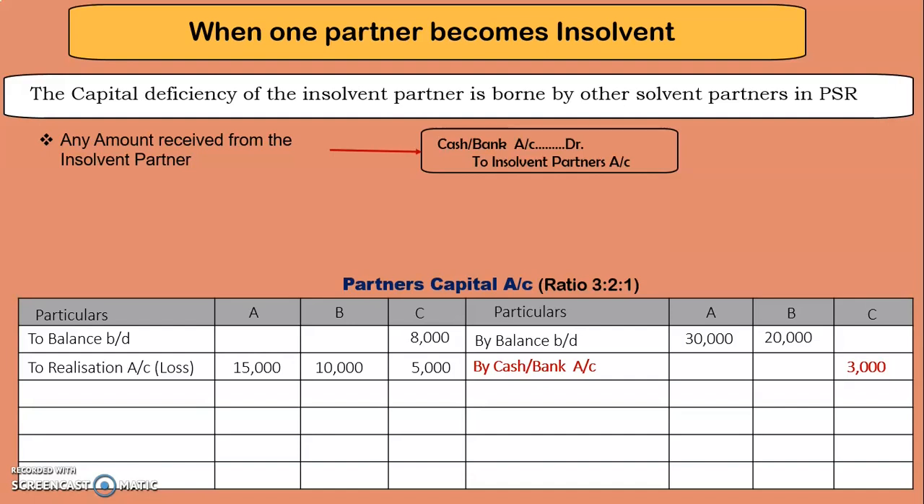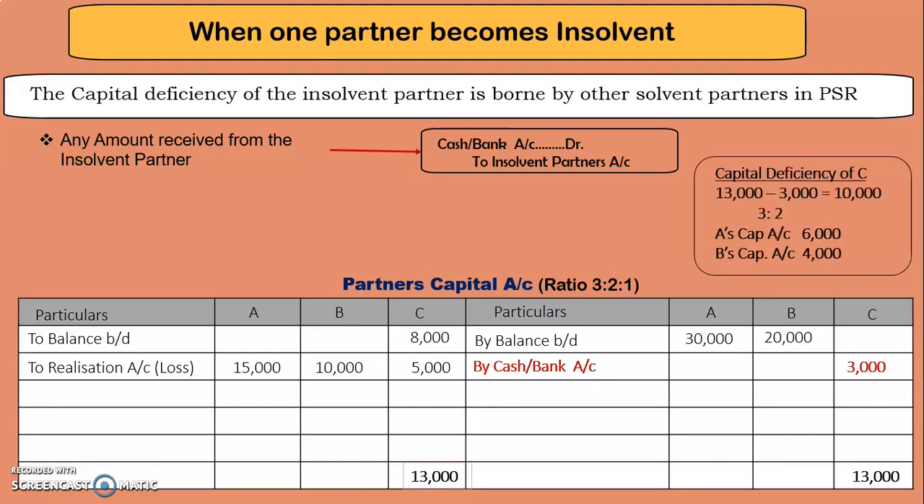Now, first we have to move on and close the insolvent partner's capital account. So we take the total, debit total of partner C's capital account, that is 13,000. Then we calculate the deficiency of partner C, that is the shortfall in amount which he is not able to pay. 13,000 minus 3,000, that is 10,000. So capital deficiency of C is 10,000.